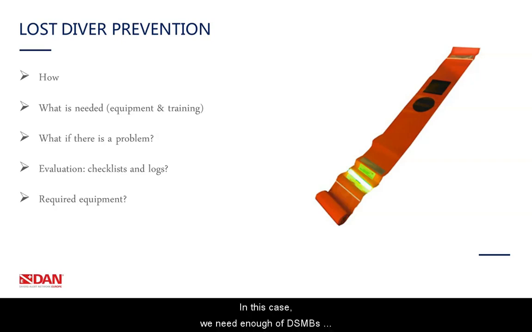In this case, we need enough DSMBs and rescue streamers for our staff, and make sure they are trained in its use. And we also realize we need to tell our clients in advance that they need to bring a DSMB. Furthermore, we need a briefing explaining the procedures to be taken in case they get separated, and you need to have a system that your staff can use to make sure all divers are back.